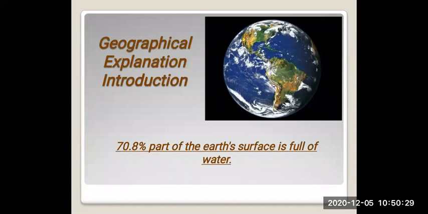Pay attention here. As we all know, 70.8% of the Earth's surface is covered with water. But the distribution of water is not equal, students. It is very uneven. At some places water storage is limited, while at other places there is ample water. So on the Earth's surface the distribution of water is not equal.